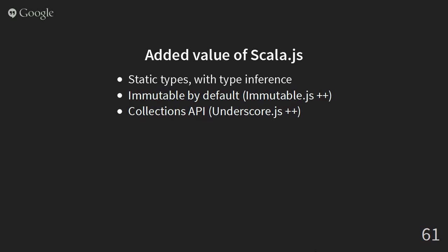Another one is the collections API is much more versatile and much more powerful. And again, if you know about underscore.js, it's like underscore, but just with even more functionality. And so it's typically immutable by default. And it's all type checked.